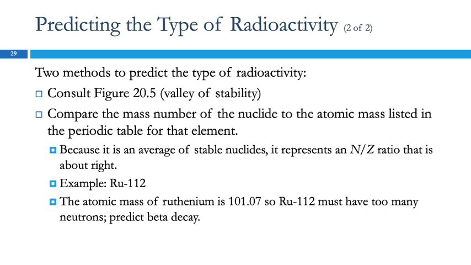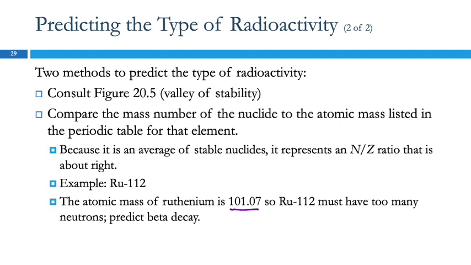If we find ruthenium on the periodic table, we see that the stable atomic mass for ruthenium is 101.7. This tells us that ruthenium-112, being higher, must have too many neutrons. And so therefore, we would predict beta decay. We can also just actually calculate those ratios.